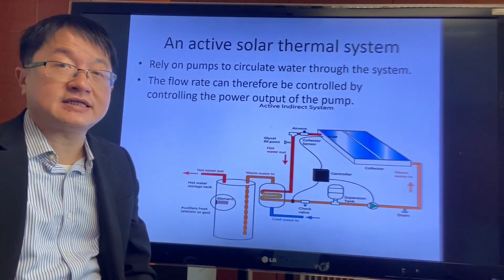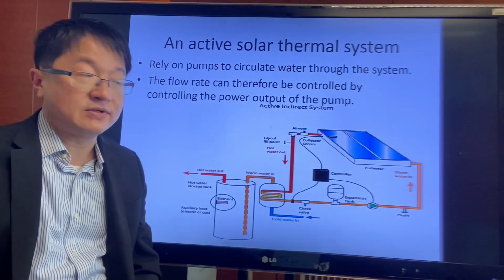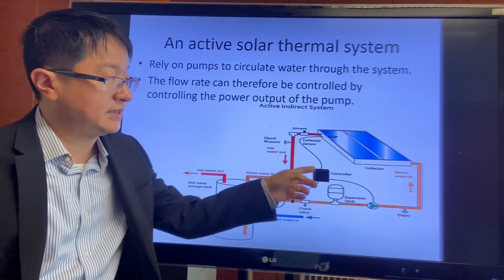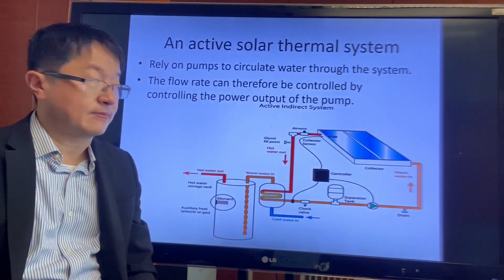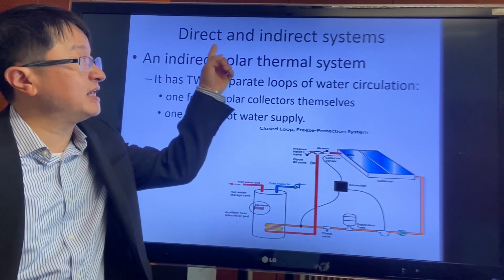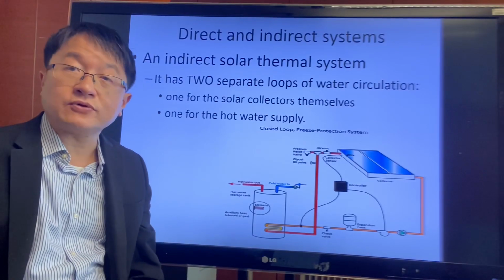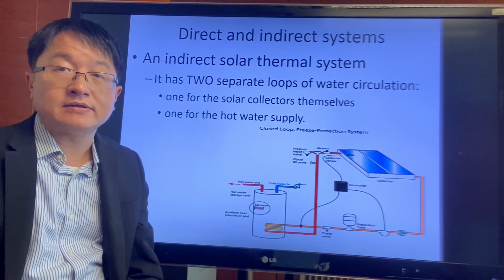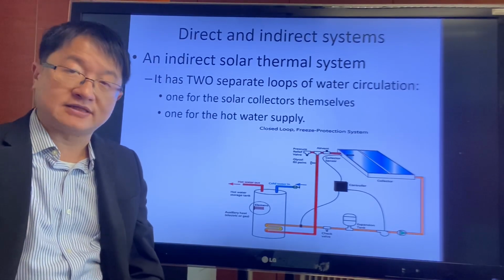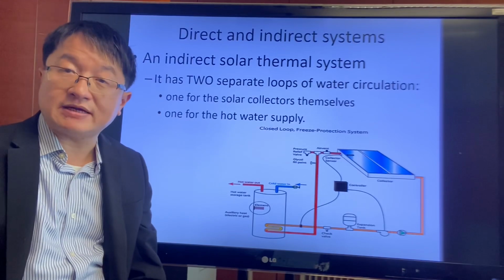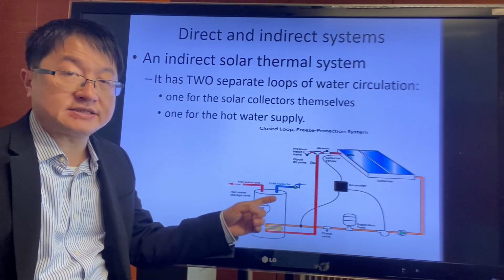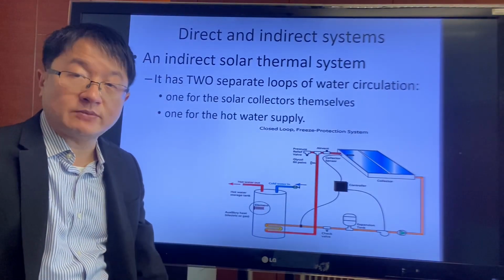On the other hand, there is another system called the active solar system, where we need to install a water pump to circulate the water in the solar thermal system. We can also classify the systems into direct and indirect systems, like what you have learned in nuclear power. The boiling water reactor and the pressurized water reactor differ in that the first one is direct and the other one is indirect. So we can have a system like this, which is an indirect solar thermal system.